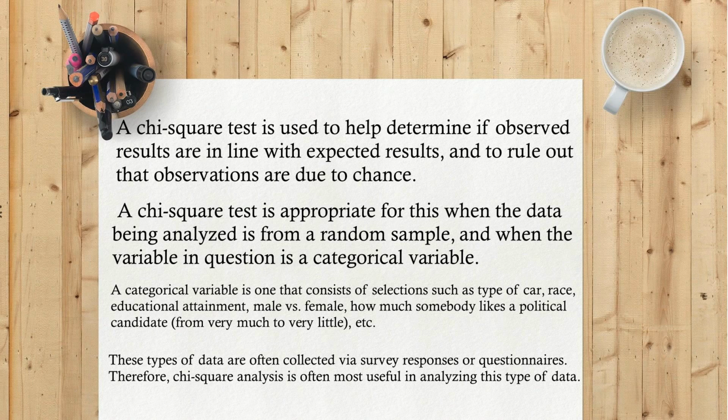A categorical variable is one that consists of selections such as type of car, race, educational attainment, male versus female, how much somebody likes a political candidate, from very much to very little, etc. These types of data are often collected via survey responses or questionnaires. Therefore, chi-square analysis is often most useful in analyzing this type of data.